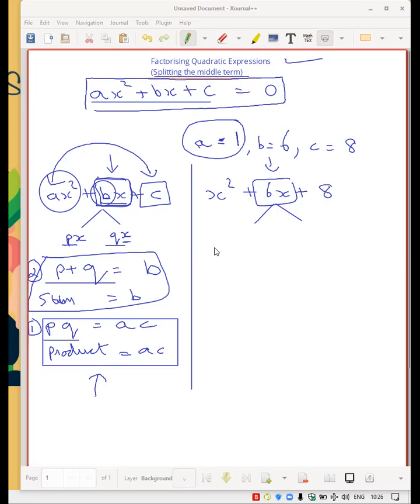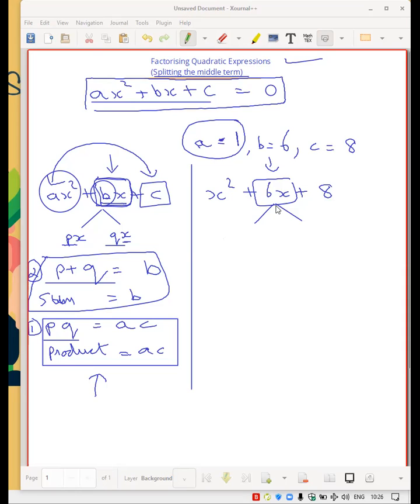Okay. Now let's go back here. What's the value of A? I want one of you to unmute yourself. 1. Okay. What's the value of B? Plus minus 6. That is important. Say plus 6. What's the value of C? Plus 8. Okay. Let me start with somebody. Avni.